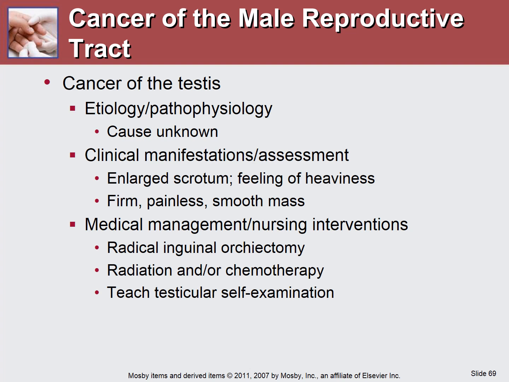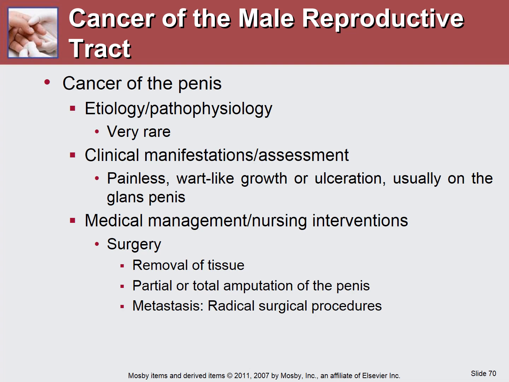So we can do management: inguinal surgery, chemotherapy, orchiectomy, radiation, and of course teaching them the testicular exam. Next slide. Cancer of the penis, very rare, but it happens. You see a painless, wart-like growth or ulceration over the glans. Management is surgical removal, partial or total amputation of the penis, right? Next slide.